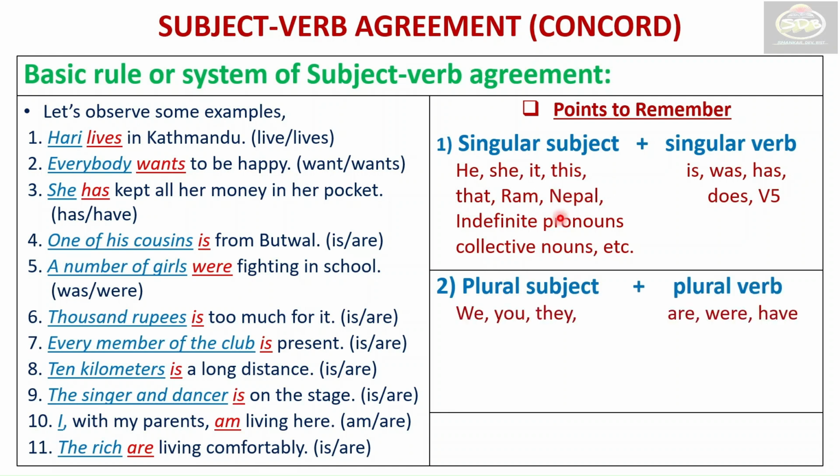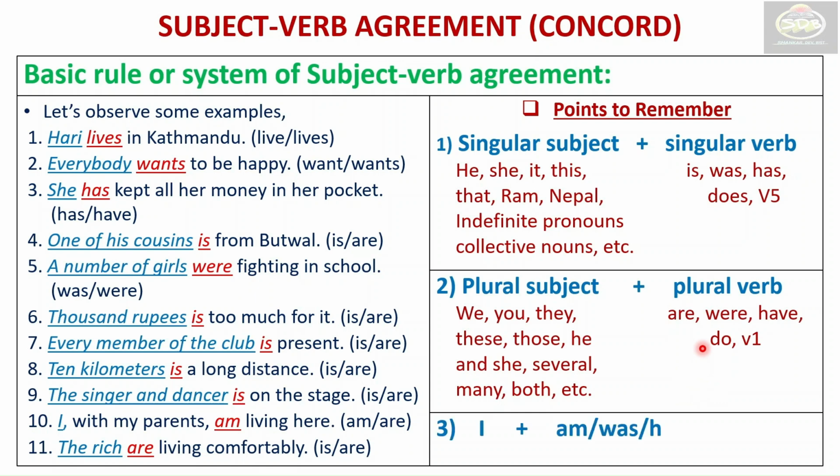Let's move to another rule, plural subject plus plural verb. These are plural subjects. Plural subjects means the subject which denotes more than one in number. We means more than one person is there. You, they, these, those, he and she, several, many, both. Using these words we can make plural subjects, and if there is any such subject in the sentence, we have to use a plural verb. These are plural verbs because these verbs come only with plural subjects, therefore these are plural verbs.